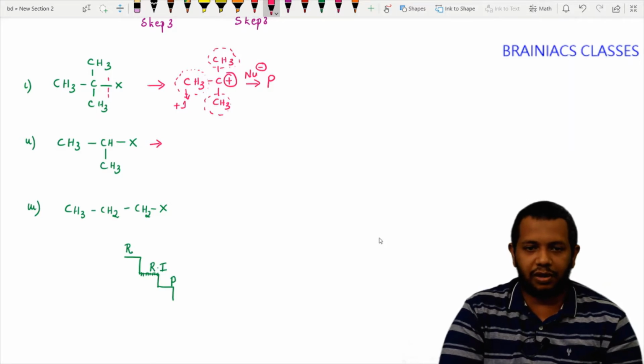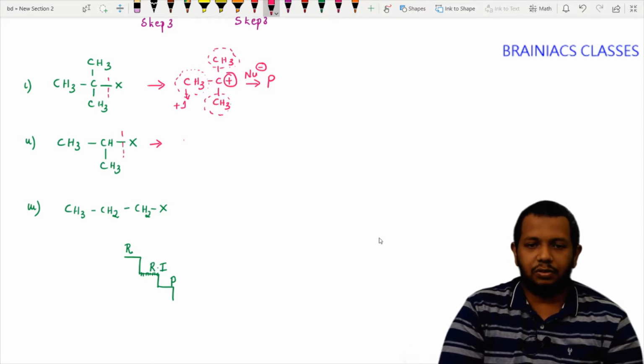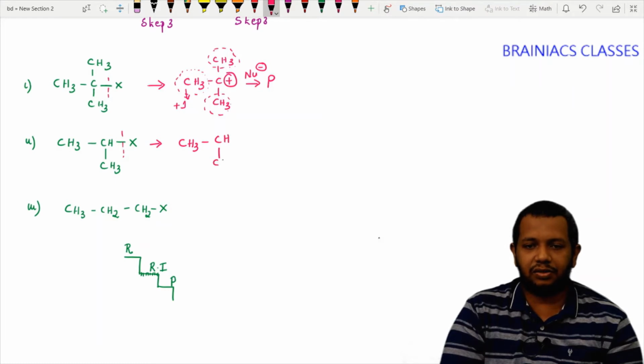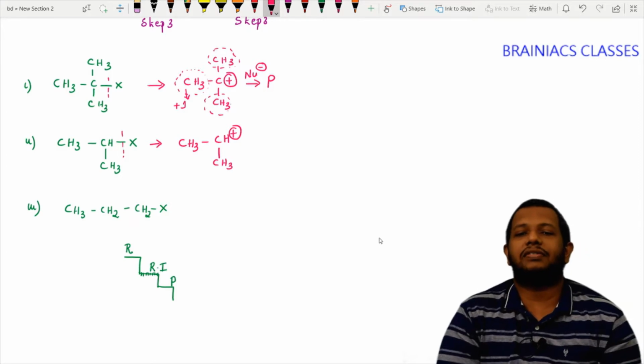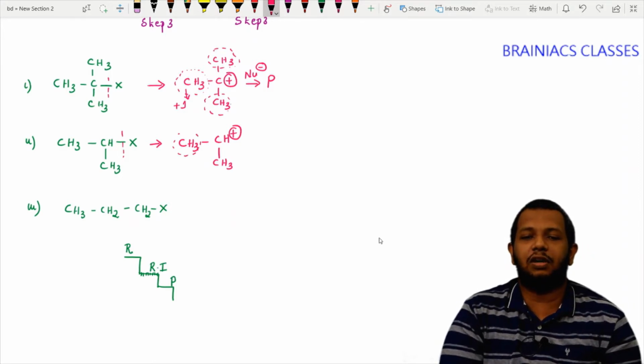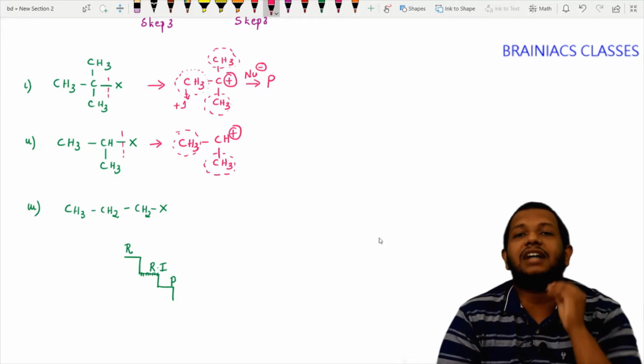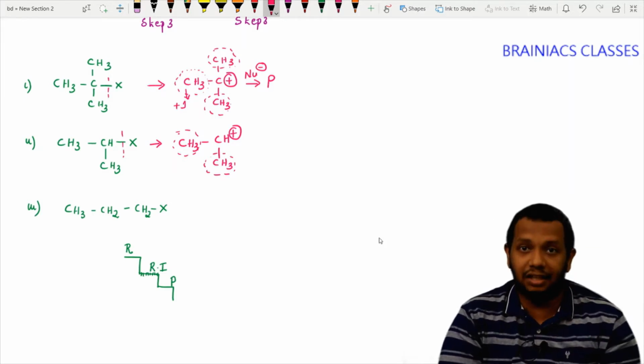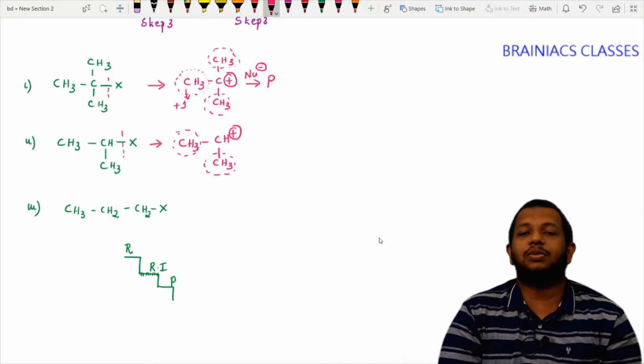So here also I am removing the halogen. So in this case CH3, CH3, and with the positive charge. Now you can see here there are two CH3 groups donating electrons to the central positive carbon, and we know that hydrogen has an inductive effect of 0. So now tell me which one is the more stable reaction intermediate, the first one or the second one?